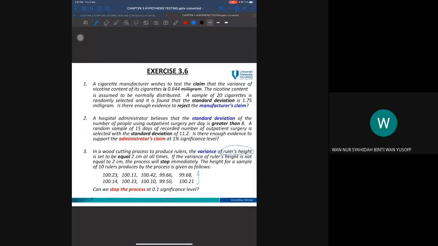Can we stop the process at 0.1 significance level? Okay, so we need to answer this. Can we stop? The only way to answer is by performing the test. So we have the hypothesis testing here. Stop the process if the variance of the ruler height is not equal to 2; the process will stop immediately. So it is clear here you have the variance.